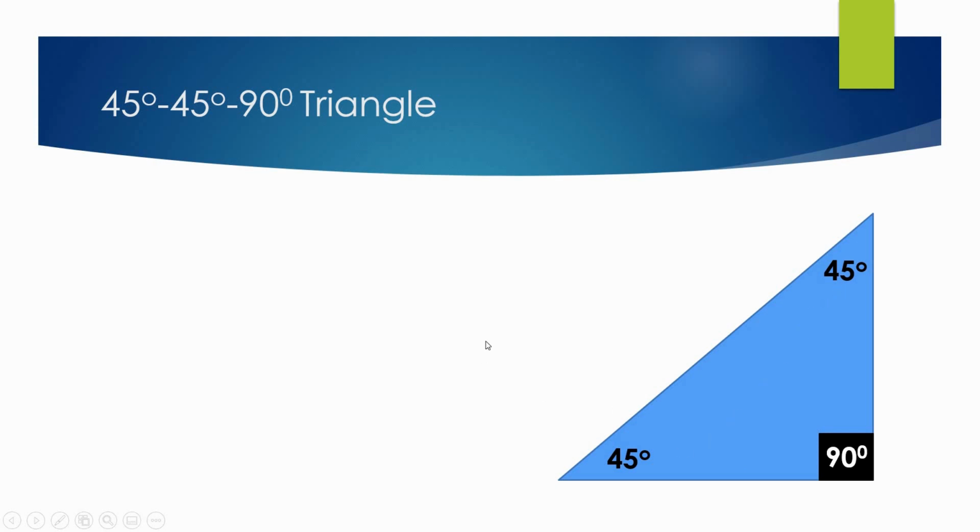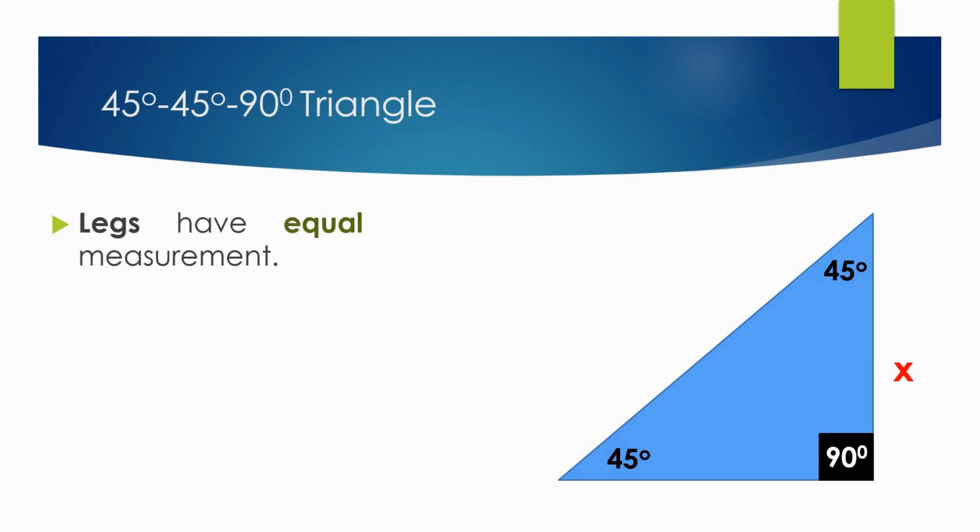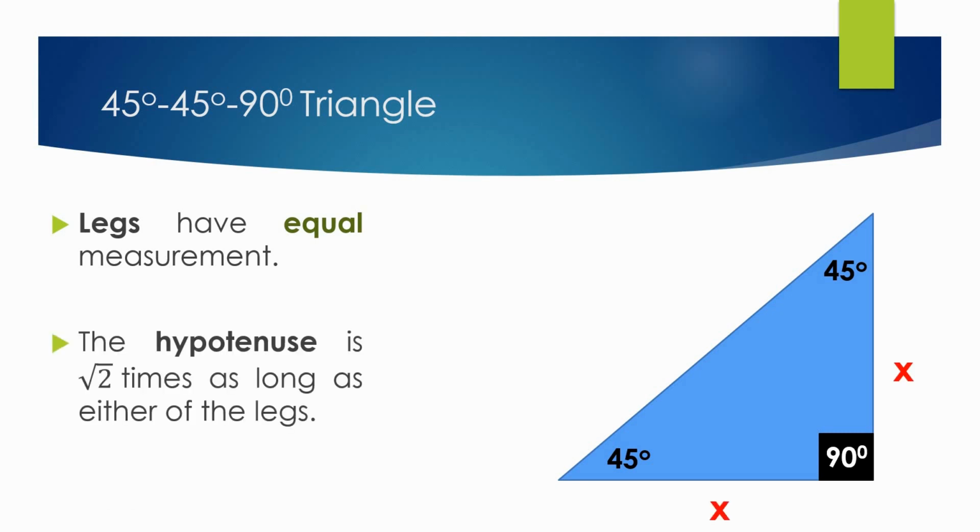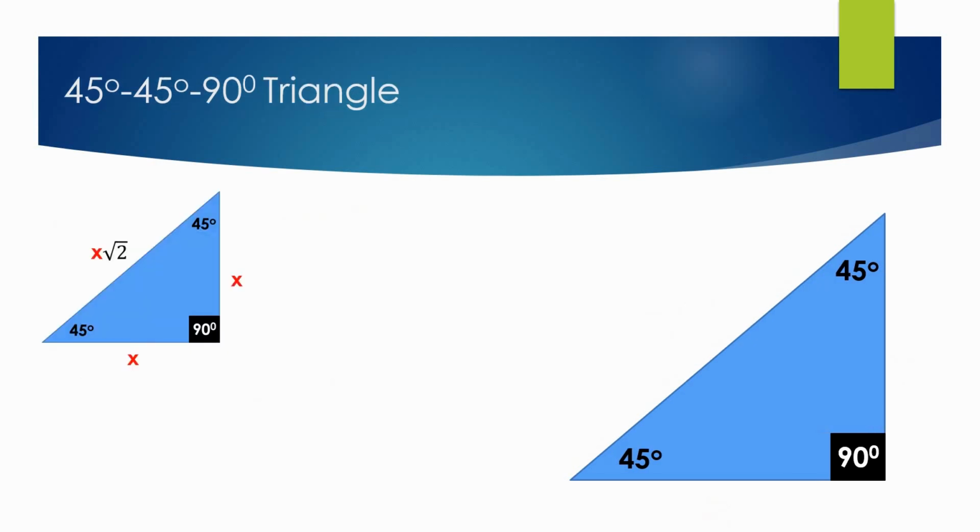So let's describe its characteristics. The first characteristic will be that the legs have equal measurement. So that will mean both of these are equal to each other. And then the hypotenuse is square root of 2 times as long as either of the legs. So you'll just need to multiply the value of one of the legs by the square root of 2. Let's have an example for you to understand this type of triangle.